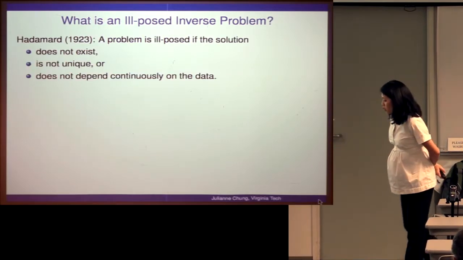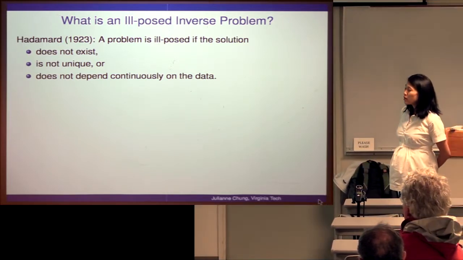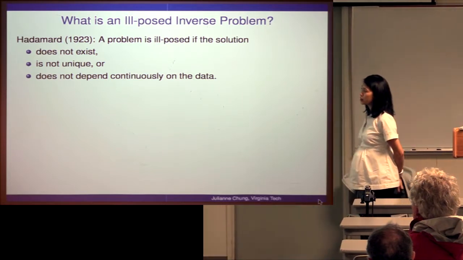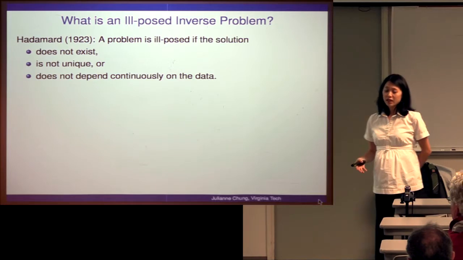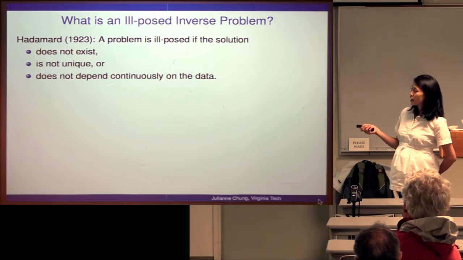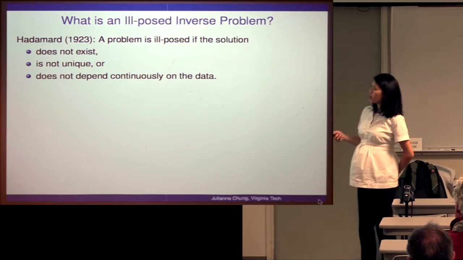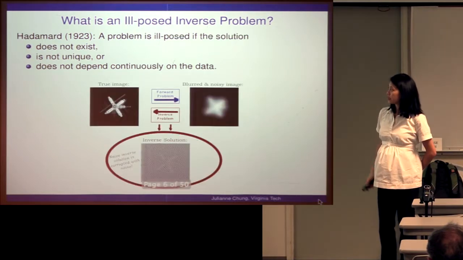When we talk about inverse problems, most inverse problems are ill-posed. And what do we mean by ill-posed? In 1923, Hadamard defined a problem to be ill-posed if a solution does not exist, is not unique, or does not depend continuously on the data. Now I think most of us have a pretty good idea about what the first two conditions mean. In order to illustrate this third condition, I'm going to use that example from image deblurring to show you what it means when we say that the solution does not depend continuously on the data.